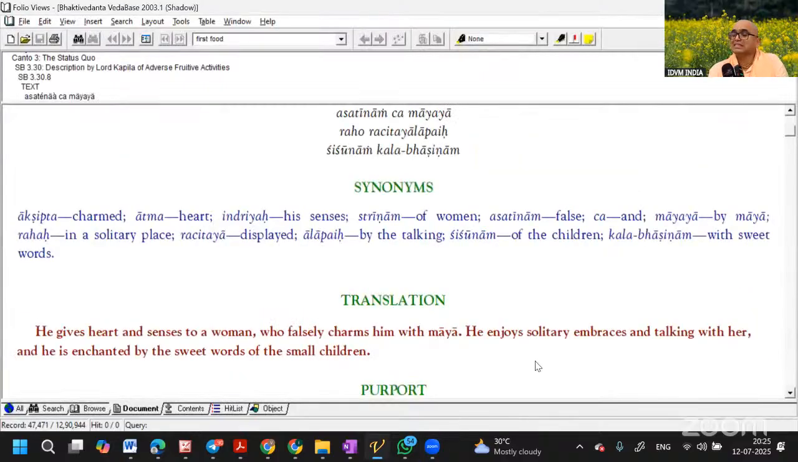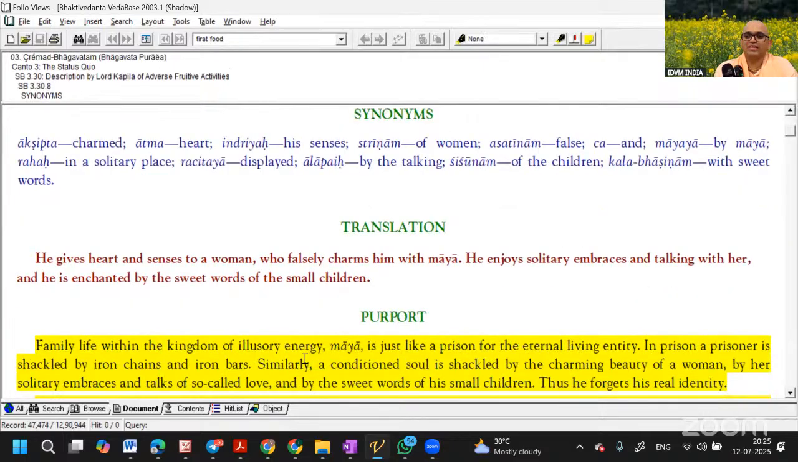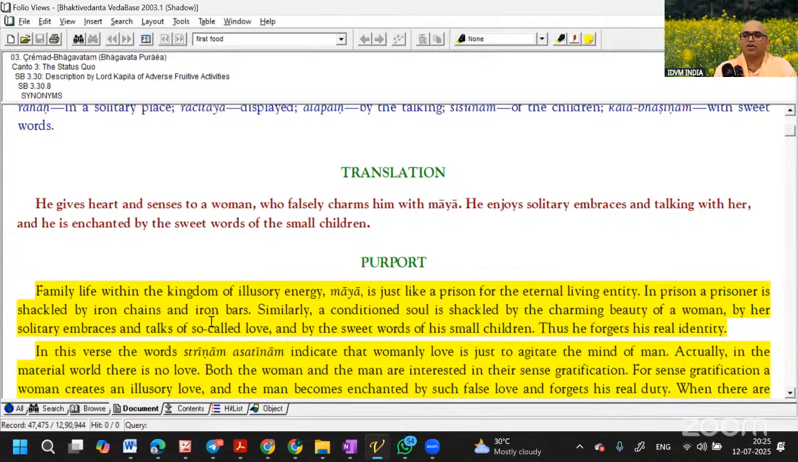So, by her charming words, her body, her actions, man is enchanted and he thinks that this is the parama sukham, ultimate happiness. Similarly, for the woman, the man enjoys solitary embraces and talking with her, and he is enchanted by the sweet words of the small children. When they unite, they get small children. So even if he works hard outside to earn money to maintain them, when he hears the sweet words of his child, all the pain goes out.